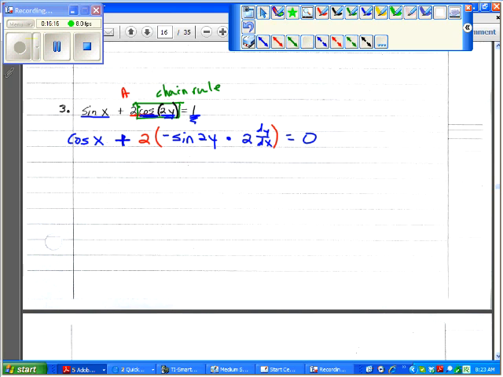All right, now, it would probably be good to go ahead and distribute here. Notice how that, I'm sorry, we're not going to distribute there because that's not a plus or minus. We're going to go ahead and multiply by the constant. So we're going to have cosine x plus 2 times that 2 times that negative. We'll make that a minus 4 sine 2y dy dx equals 0.